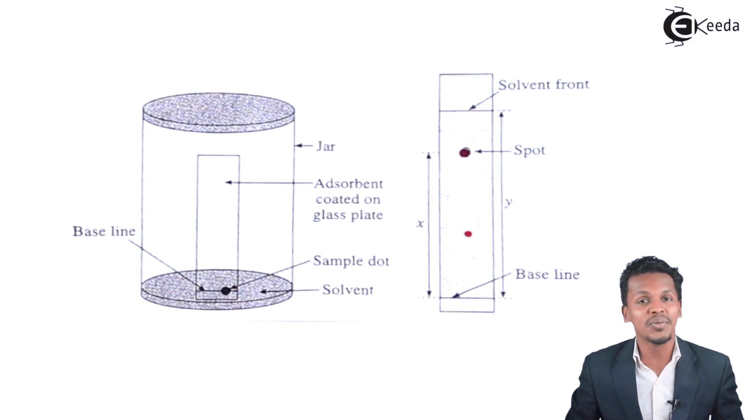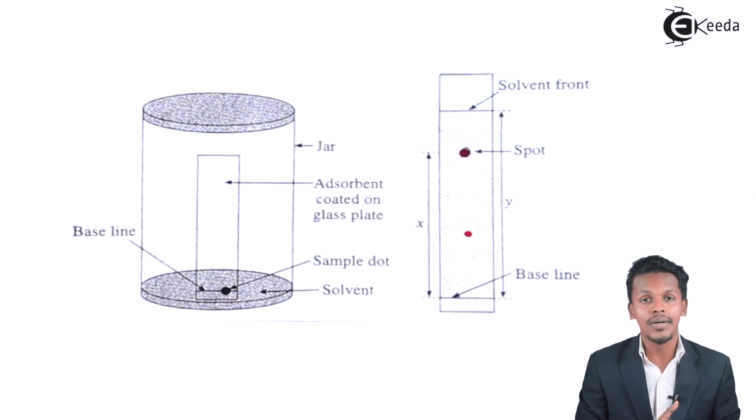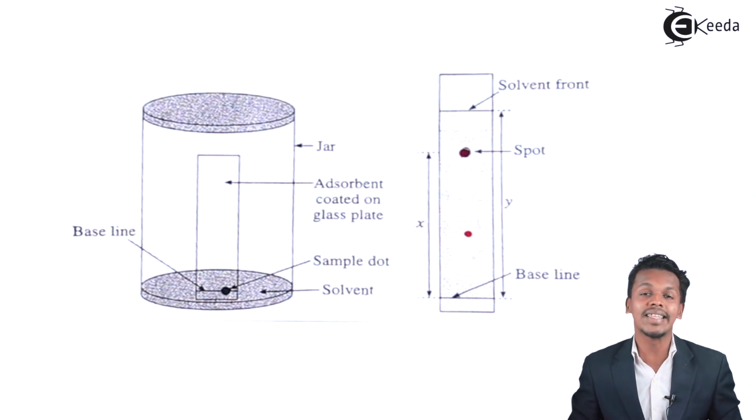That is how we do this kind of spotting, and this is very necessary, not only to separate the mixture but also to estimate which organic compound it would be. So this is nothing but thin layer chromatography, and that is what I have represented over here.